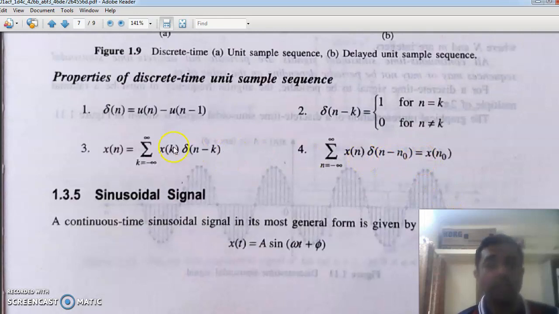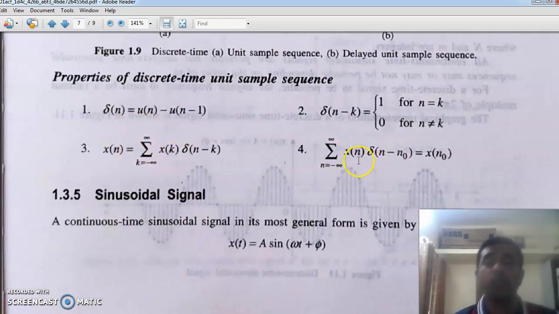Now what is this one? This is a discrete type. In analog, that is the continuous domain, we had integration, but in the discrete time domain we have summation instead of integration. Integration is only for continuous functions. For discrete functions we have summation. If you perform a summation from k equal to minus infinity to infinity of x of k multiplied with delta of n minus k, this k is the iterative constant. I am iterating the k value from minus infinity to infinity. This is a very important operation. I'll come to it a little bit later.